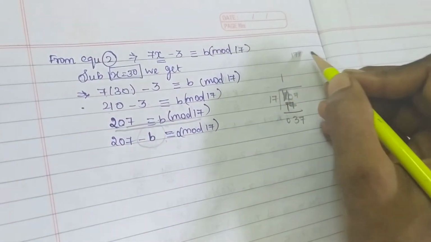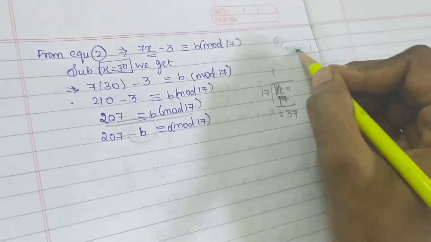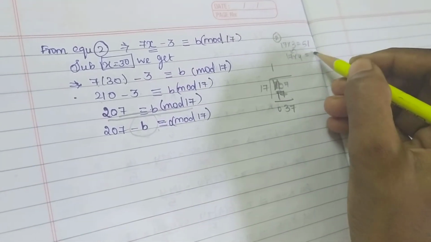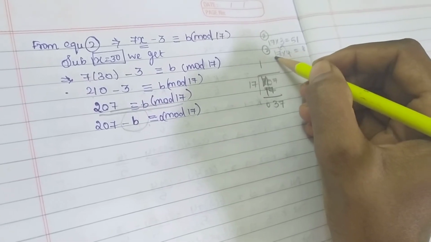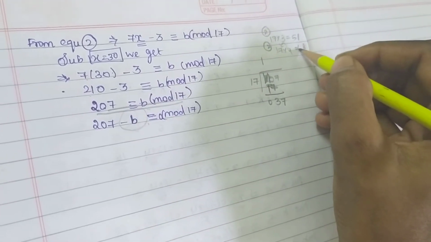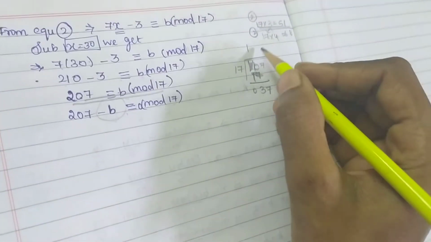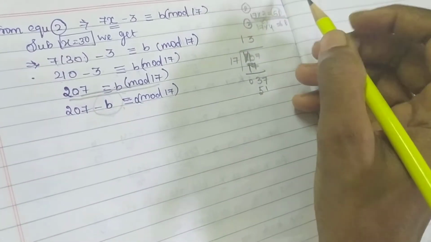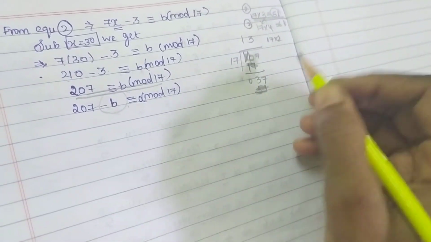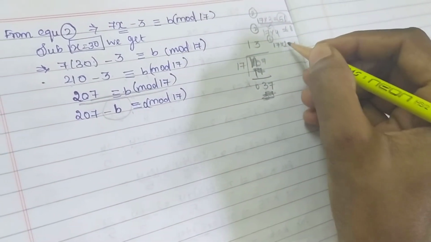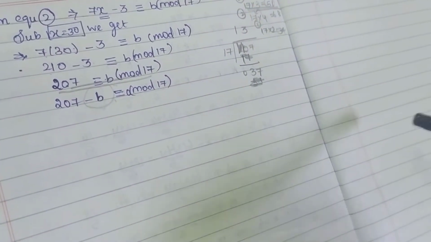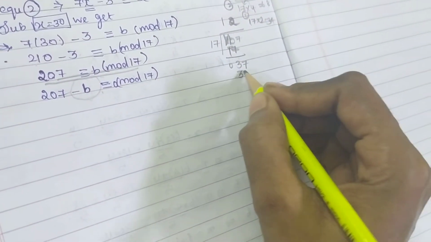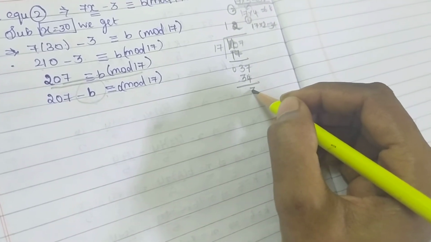In the 17 table, 17 threes are 51, which is too big, and 17 twos is not possible, sorry. So 17 twos are 34 and 17 fours are 68, so 72 minus 68 gives a remainder of 3.